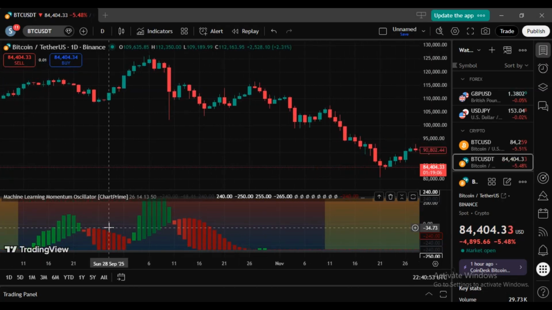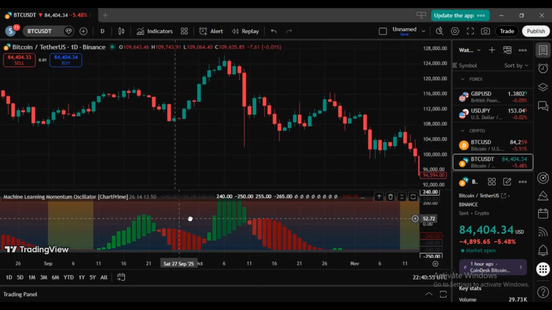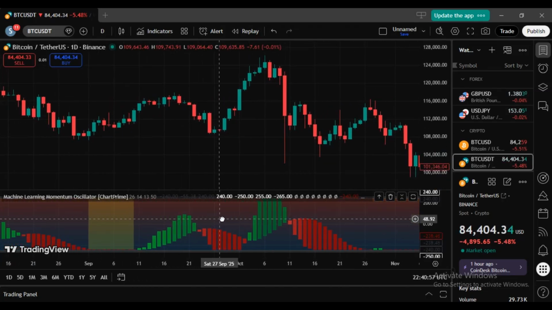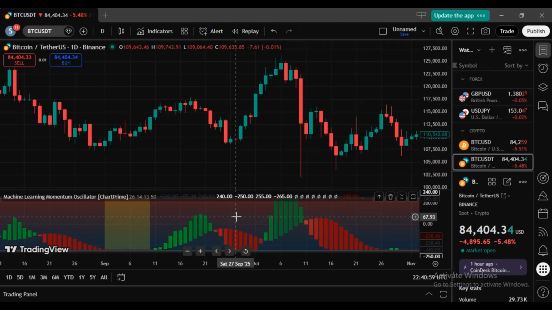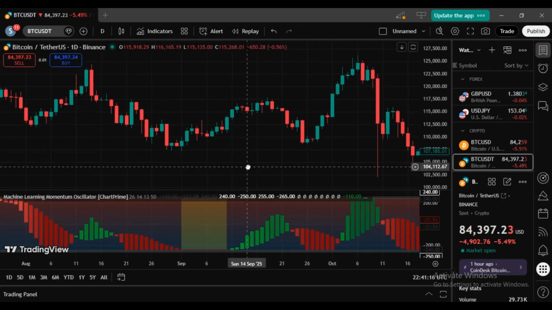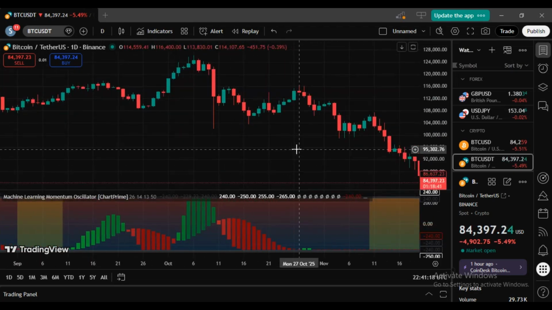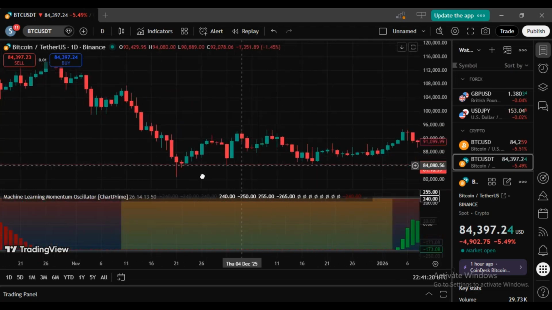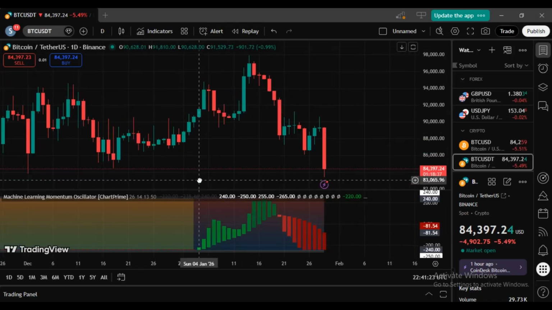If we look at the left side of the indicator, we can see strong green bars forming. This tells us that bullish momentum was increasing and price was able to move higher. But notice what happens next. The green bars start shrinking and red bars appear. This tells us that bullish momentum is weakening, even before price fully breaks down.